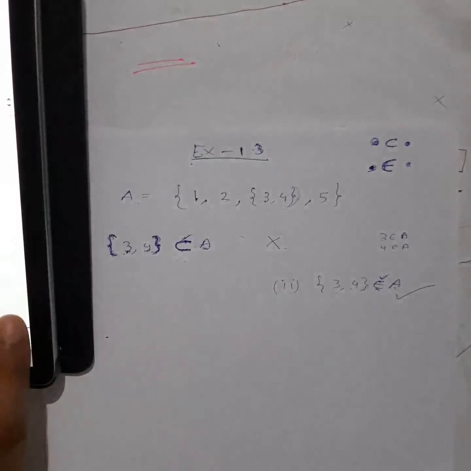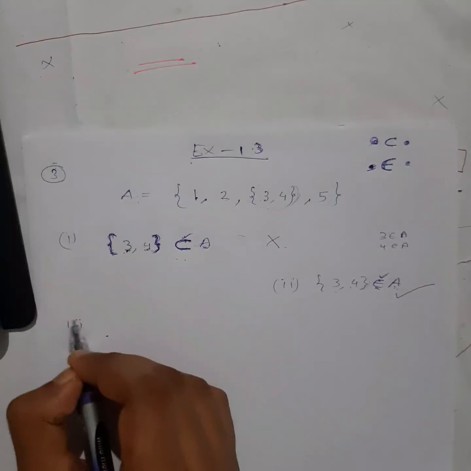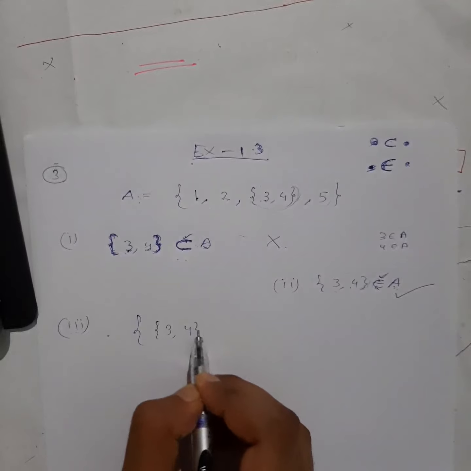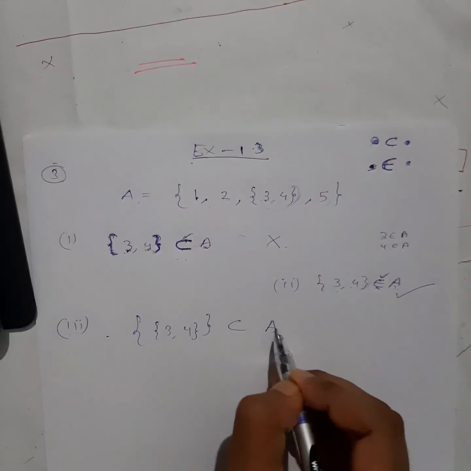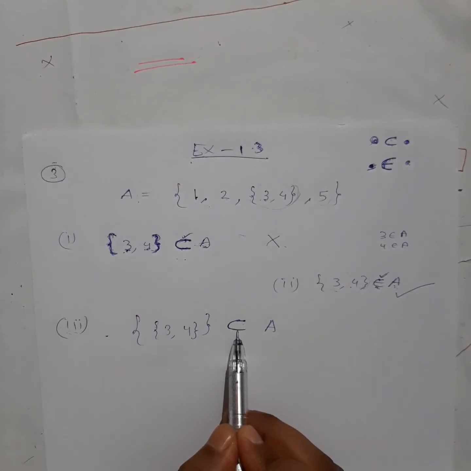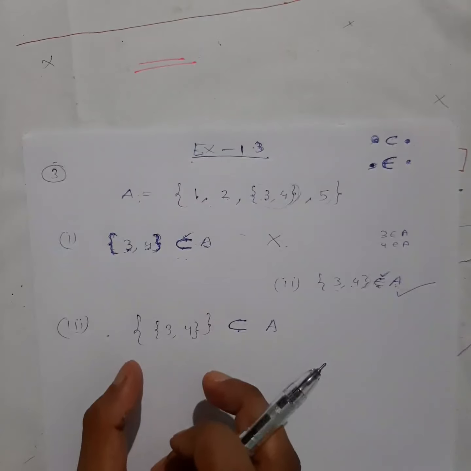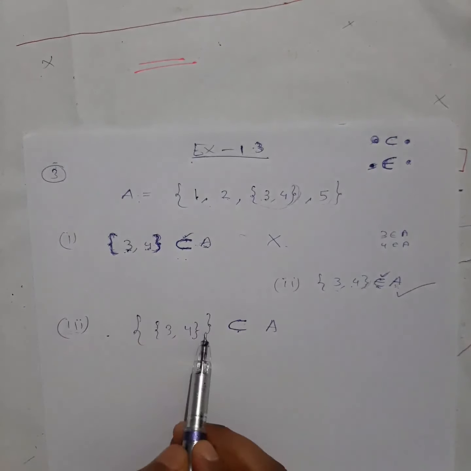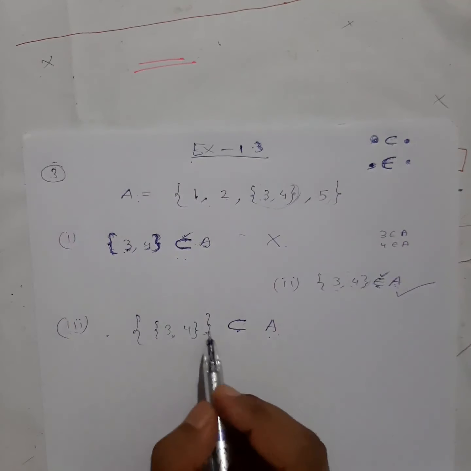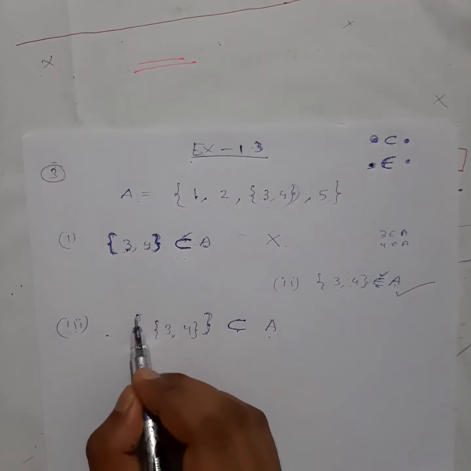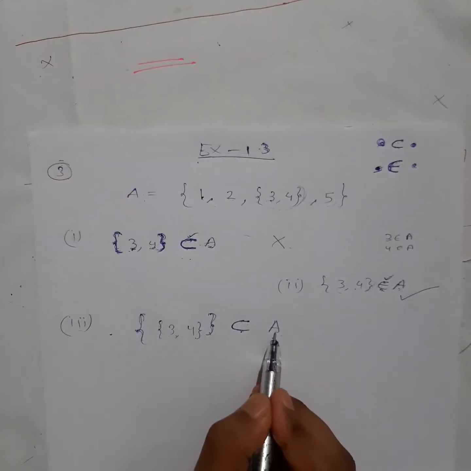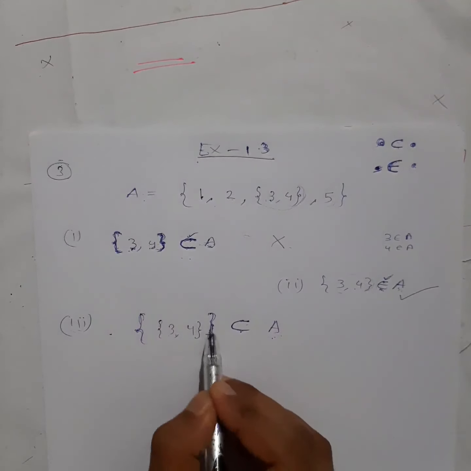So next, question number 3. It says {3, 4} is a subset of A. Now, is this true or not? Again I repeat, this is the subset symbol. Before this, first thing, it must be a set, one whose elements must be contained here as elements. So inside this, whatever you have must be an element of A. If it is contained in A as an element, then it will be a correct statement.